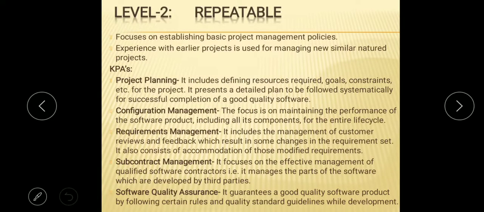Next is level 2, which is repeatable. It focuses on establishing basic project management policies. Experience with earlier projects is used for managing new similar natured projects. The KPAs here in this level 2 are project planning, configuration management, requirements management, subcontract management, and software quality assurance.